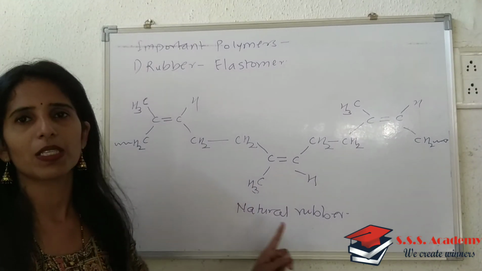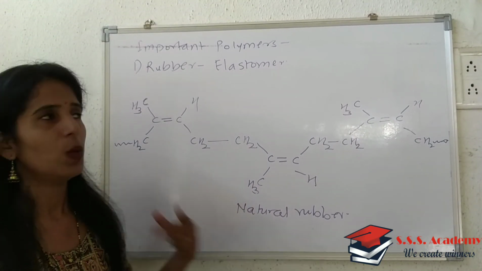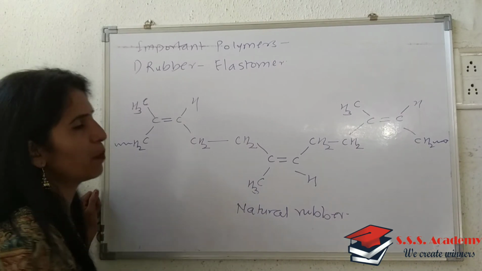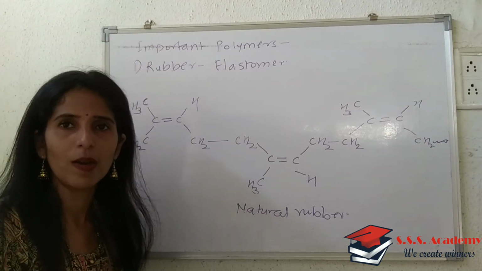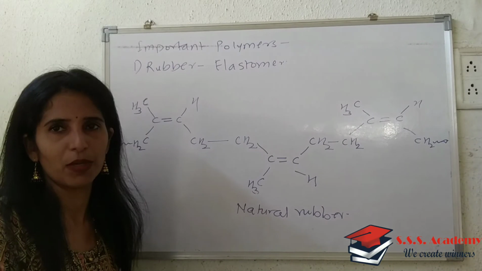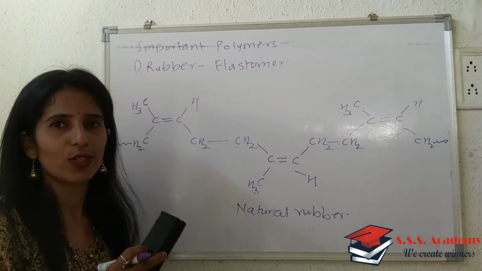So is it clear what natural rubber is? In the fourth point you are supposed to write the structure of natural rubber. What you are supposed to write next is the polymerization reactions involved while manufacturing natural rubber. So next we will see the manufacture of natural rubber.